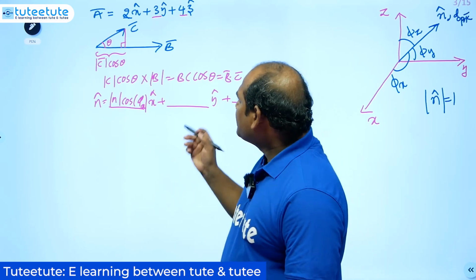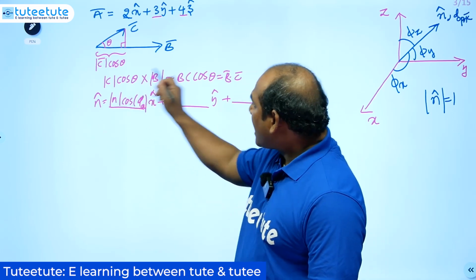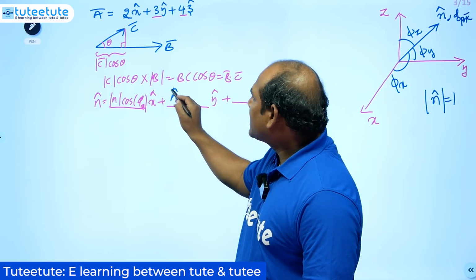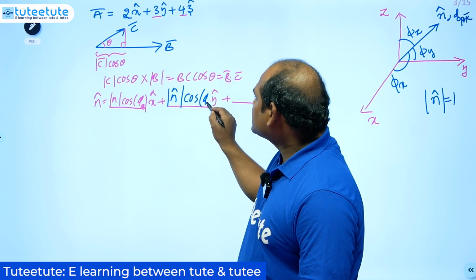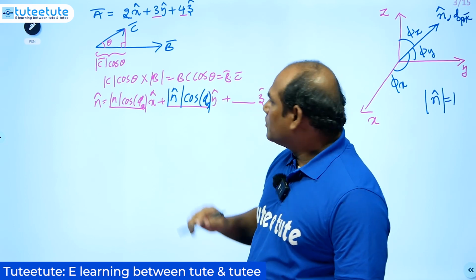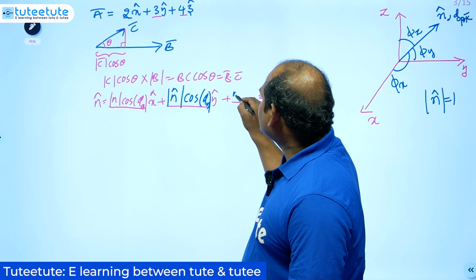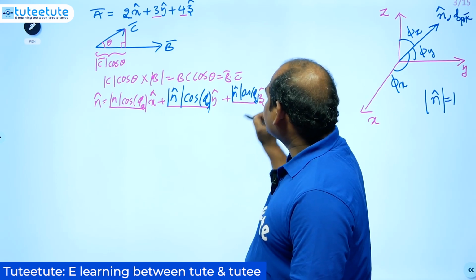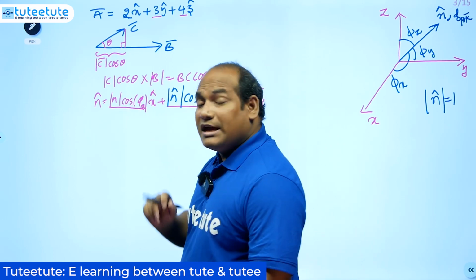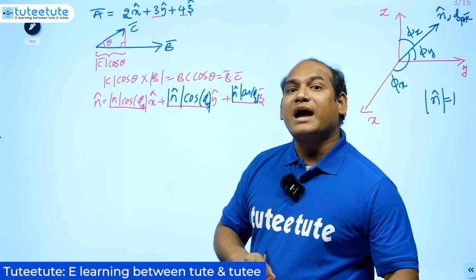Similarly, what is the projection of n cap on the y axis? Magnitude of n cap, okay, cos of the angle between n cap and y cap, that is phi y. That means the y axis. Next, here also the same thing, magnitude of n cap and cos of the angle phi z. Okay, so now n cap is the unit vector, its magnitude is 1.